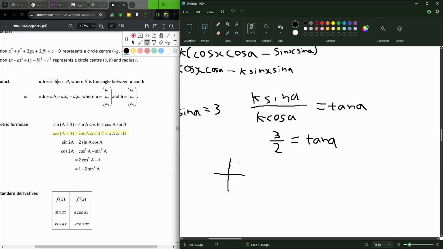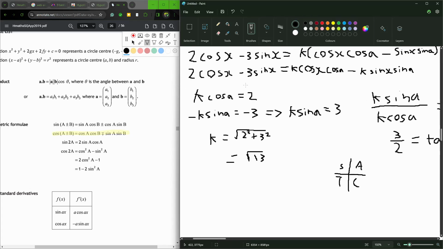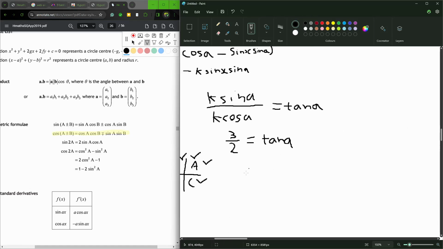And before we do that, I'm just going to quickly do a CAST diagram. I always remember it as "All Smokers Take Cancer". We're going to look at this. Sin A is positive, so it's either in the first or second quadrant, and cos A is also positive, so it's either in the fourth or first, which means it has to be in the first quadrant. So we can be quite lazy here and just say A equals inverse tan of 3 over 2.